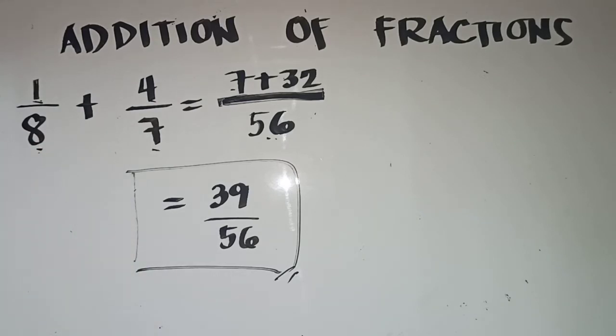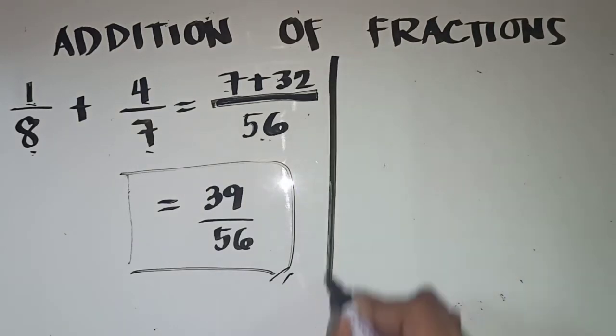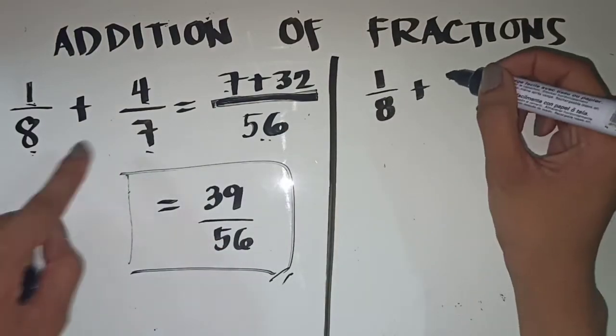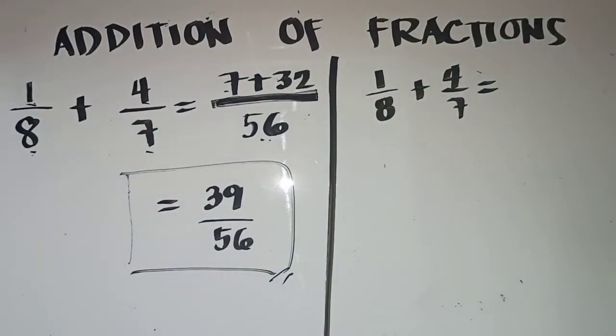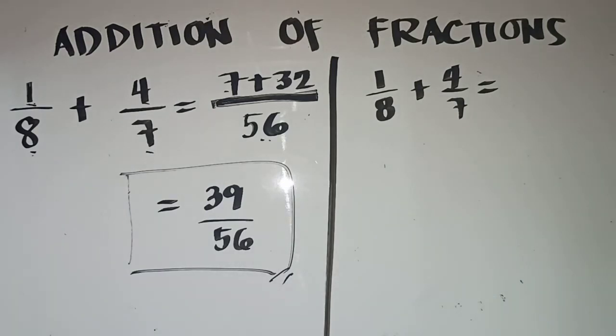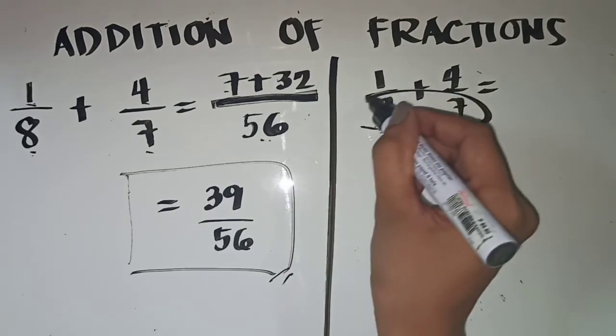Okay, so kung medyo naguguluhan sa paghanap ng LCD, pwede natin gamitin si butterfly method. So paano ba yung butterfly method na to? Okay, so given the same example, so if I have 1 over 8 plus 4 over 7 is equal to. So again, paano ba yung butterfly method? Paano kapag nahihirapan ako maghanap ng LCD? So in butterfly method, you just need to multiply the denominator. Okay, so 8 multiplied by 7.